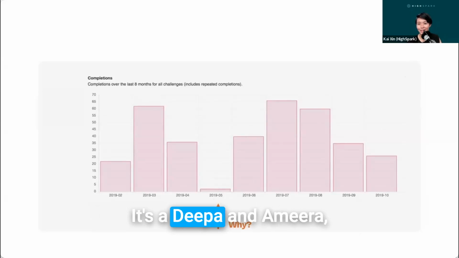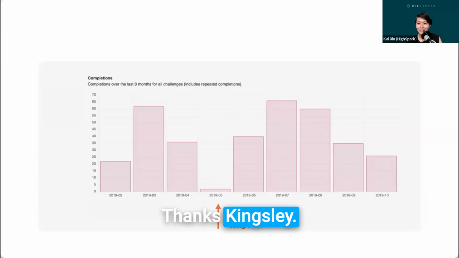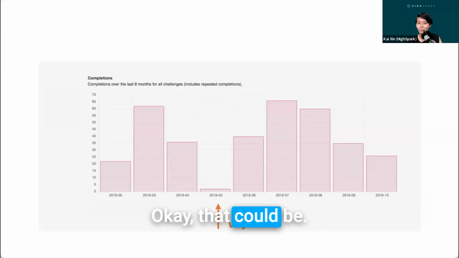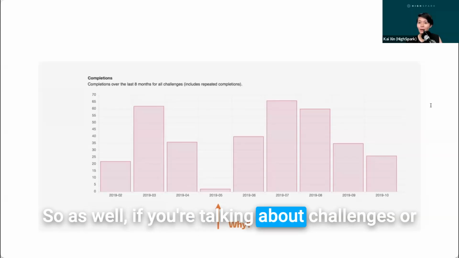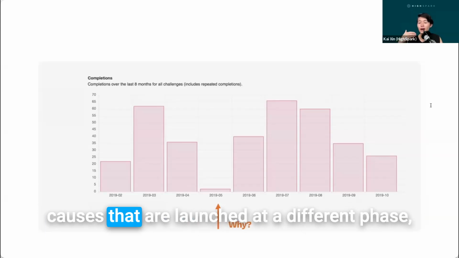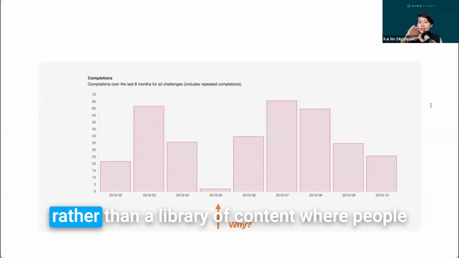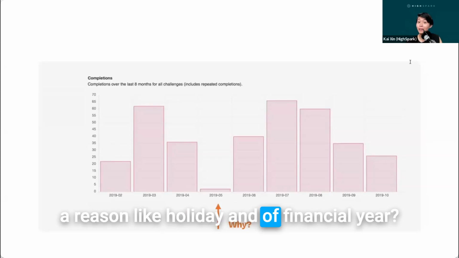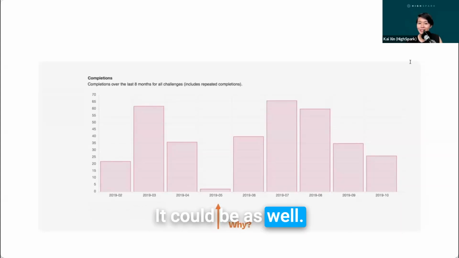There's Deepa and Aviral. Thanks, Kinsley. There's no new content during the month. Okay. That could be so as well. If you're talking about challenges or causes that are launched at a different phase rather than the library of content where people can self-consume. And then could there be a reason like holiday, end of financial year? It could be as well.